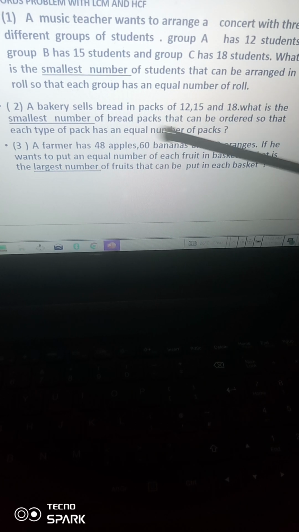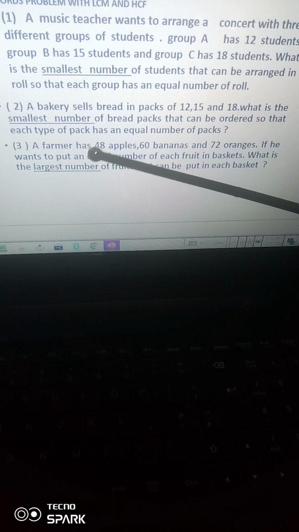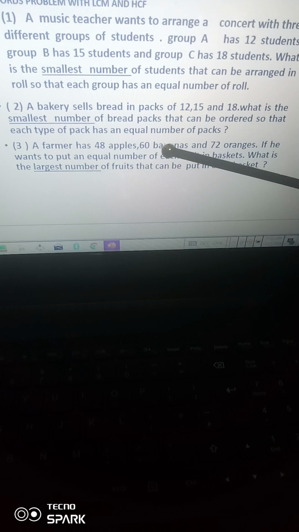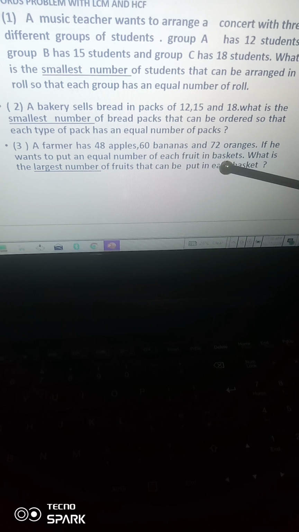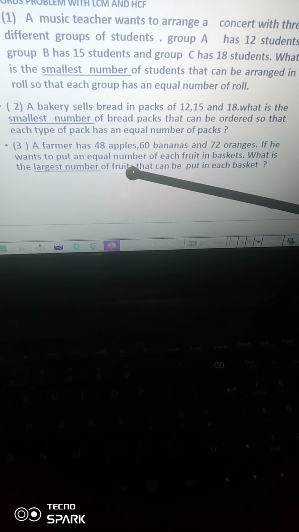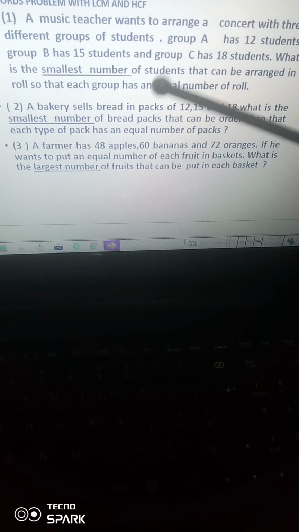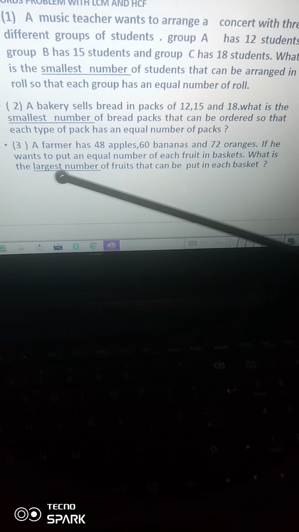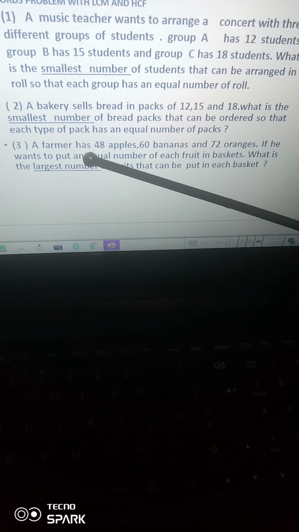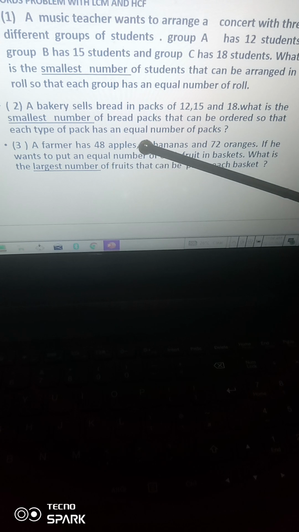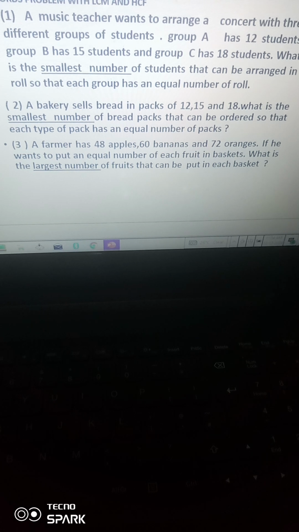Question 3. A farmer has 48 apples, 60 bananas, and 72 oranges. If he wants to put an equal number of each fruit in baskets, what is the largest number of fruits that can be put in each basket? Because of this word, the largest number, the question is asking you to find the HCF of 48, 60, and 72. And that is the solution to that question.